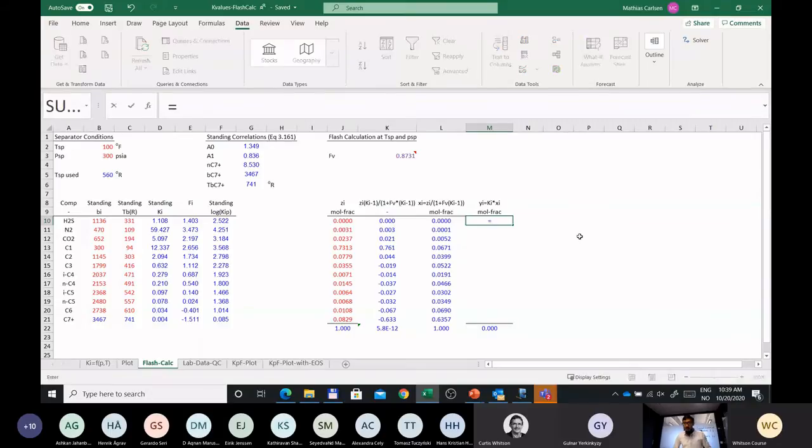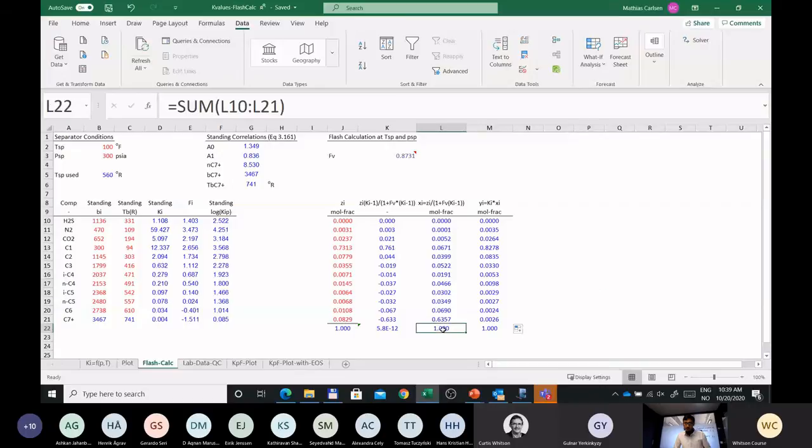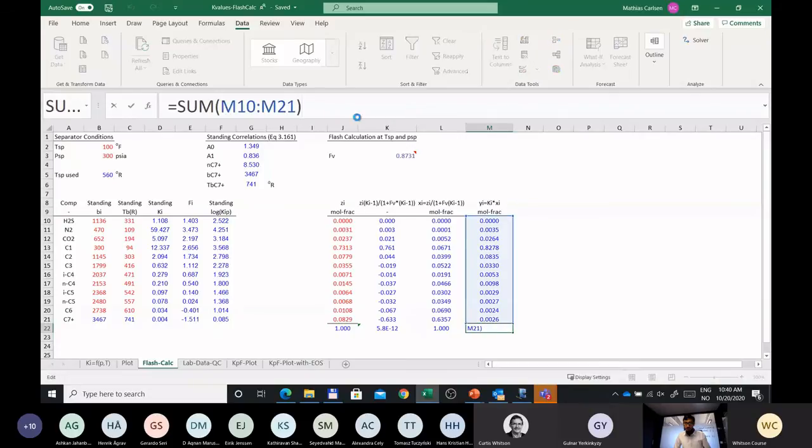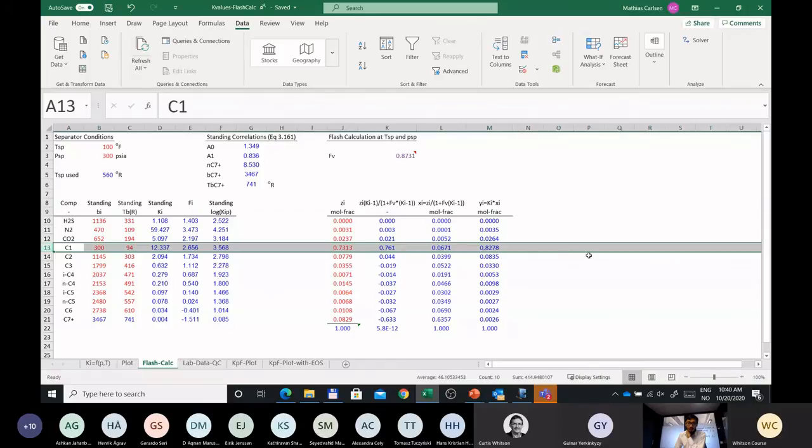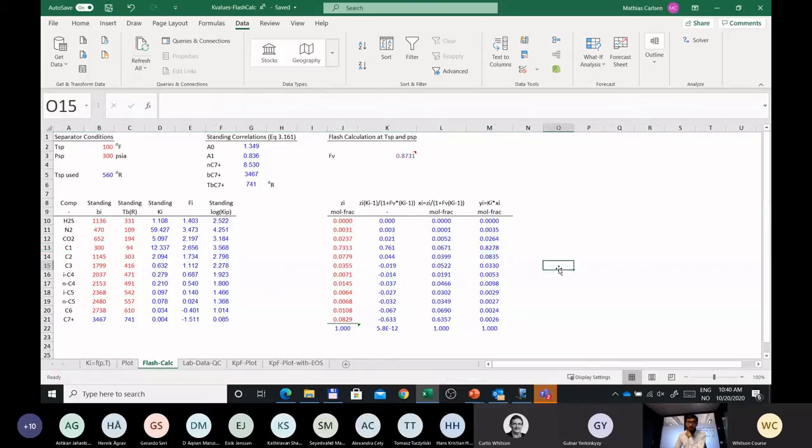And then yi is simply Ki times xi. That's this here. And we know that the sum of all the mole fractions has to be 1. So that's 1 here, and this is also 1. And we have about 82.7 mole percent of methane, for example, in the separator gas. Okay, so that's the flash calculation.